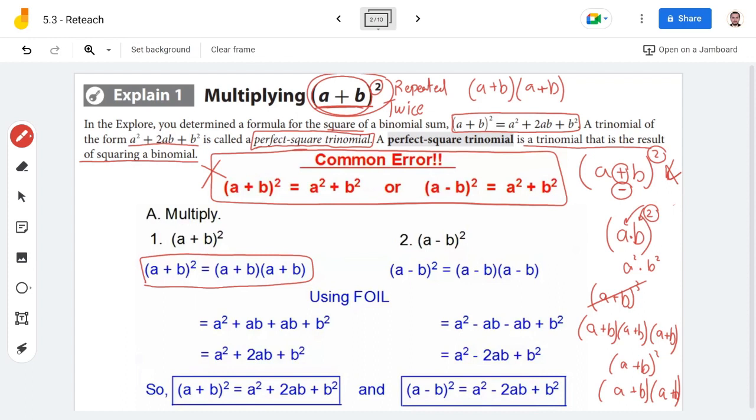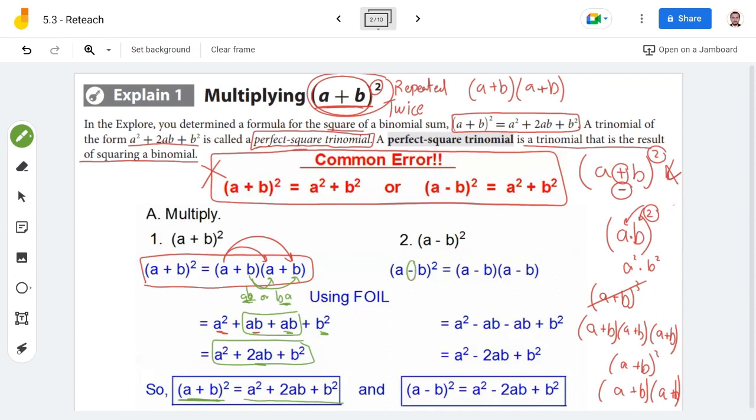Now we have the rule. If we use the distributive property, a times a is a squared, a times b is ab, then b times a is ba, and ab and ba are the same. Then b times b is b squared. Now can we add the like terms? ab plus ab is 2ab. So the formula of (a + b) to the power of 2 is a squared plus 2ab plus b squared.